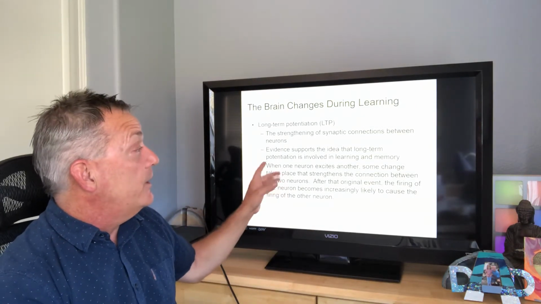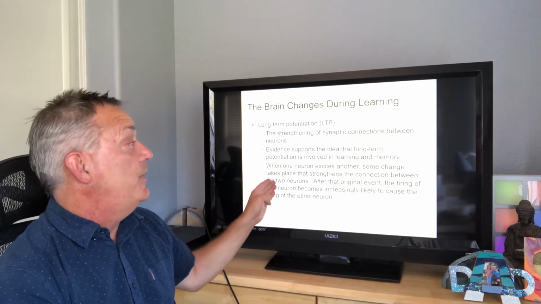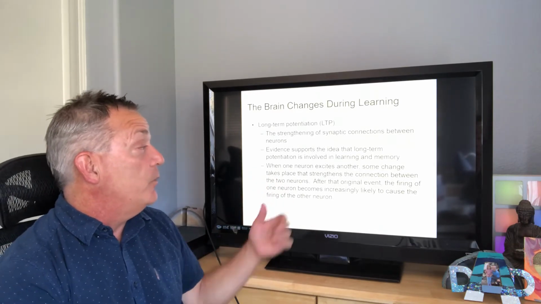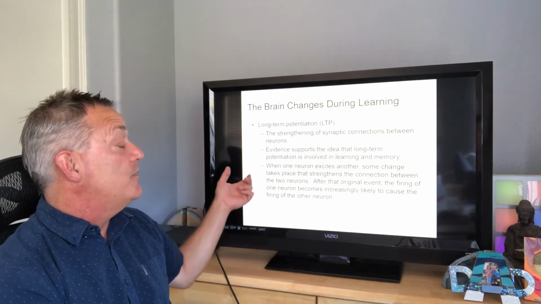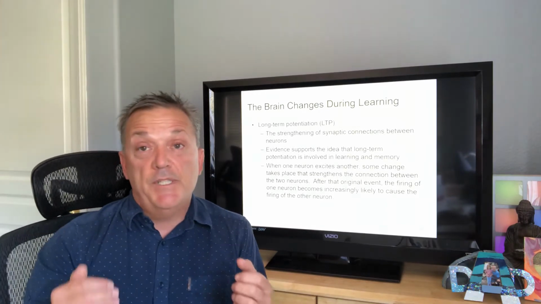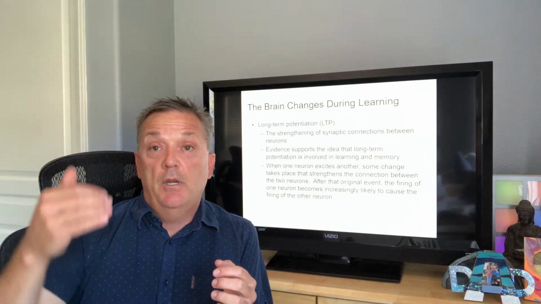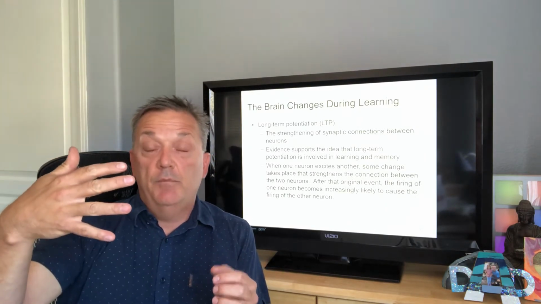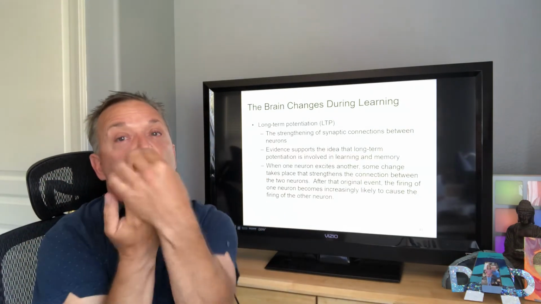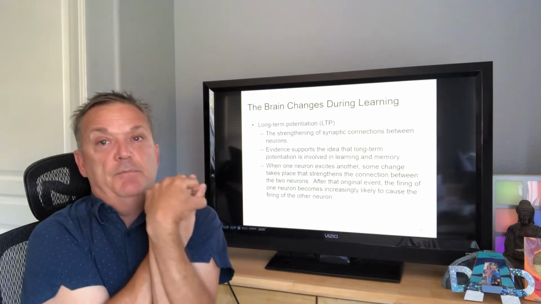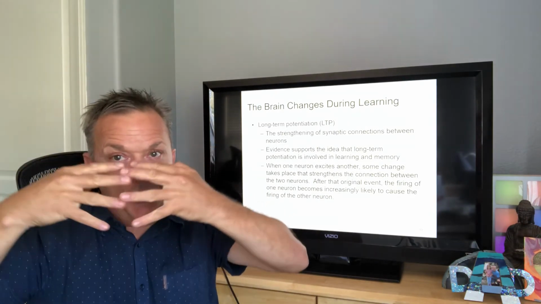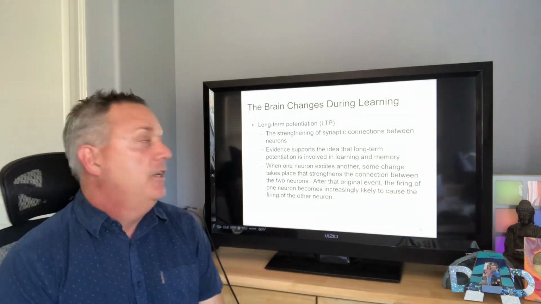When one neuron excites another, some change takes place that strengthens the connection between the two neurons. After that original event, the firing of one neuron becomes increasingly likely to cause the firing of another neuron. Basically, the changes that take place are an increase in dendrites, an increase in receptors on the dendrites, and increased sensitization of the receptors on the dendrites. All kinds of things that just strengthen that connection, okay?